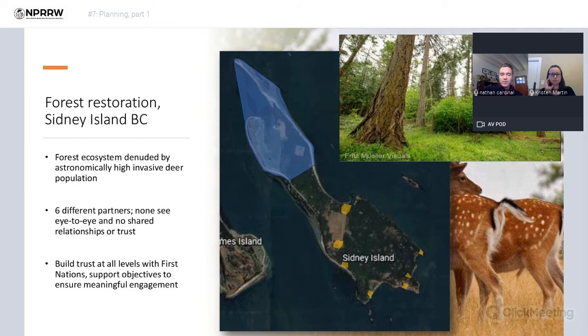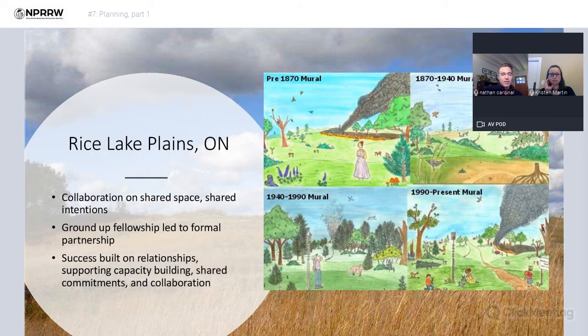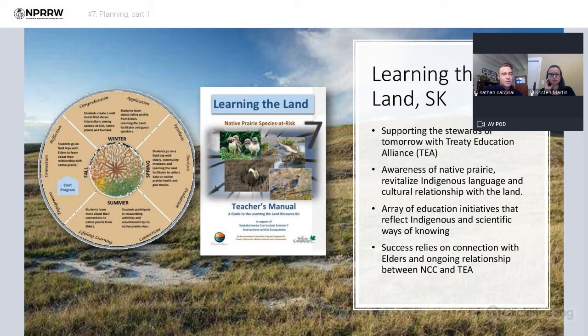So the last example I'll quickly mention as well has been one closer to home in terms of prairie restoration. And that's been about a Learning the Land project, whereby through supporting hands-on learning, we've had the opportunity to build future stewards of tomorrow again.